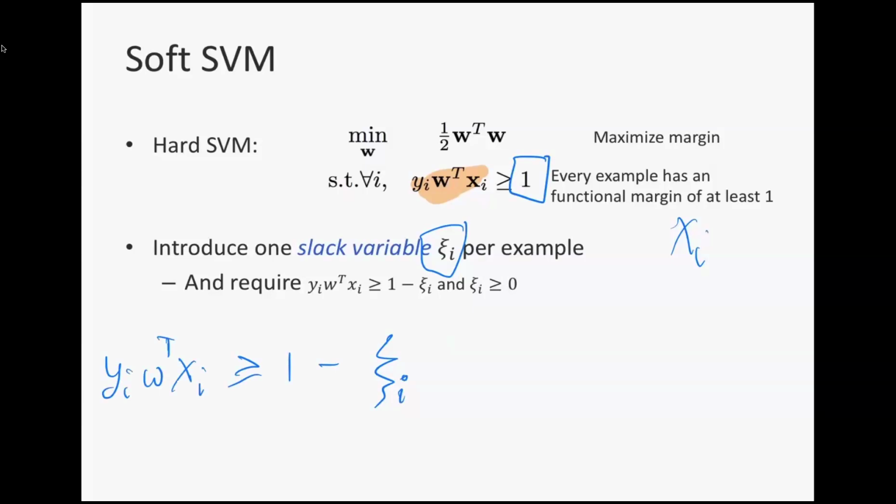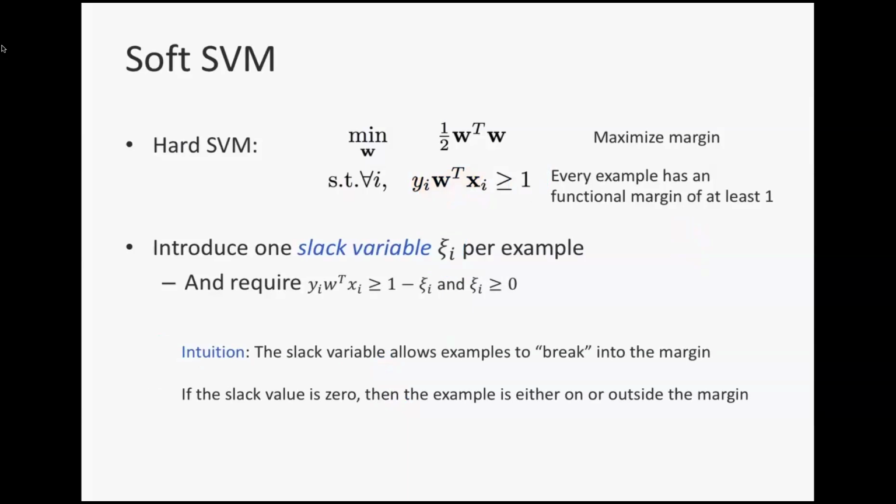We have a new optimization problem now. The intuition is the slack variable allows every example the opportunity to break into the margin. And if the slack variable is 0, then the example is either on the margin or on the correct side of the margin. The slack variable being 0 means it takes us back to this setting for that one example, so that example is doing okay. If the slack variable is positive, that means the example has broken into the margin. And all slack variables have to be either 0 or greater than 0 by construction, by definition here.